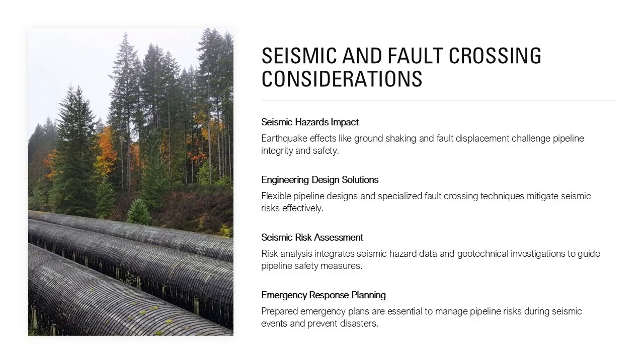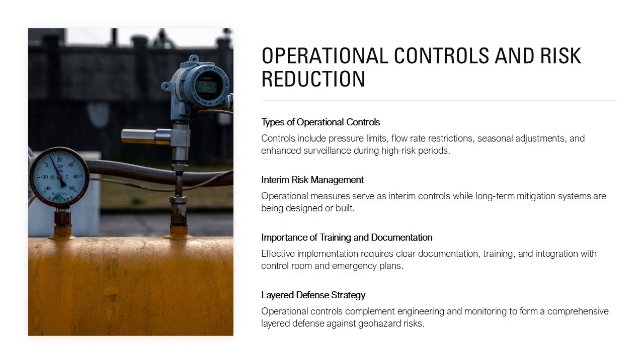This slide outlines key seismic considerations and highlights how proactive design and assessment can reduce the risk of catastrophic pipeline failure during seismic events. Operational controls are non-structural measures used to reduce geohazard risk by limiting pipeline exposure or consequence. These controls may include pressure restrictions, flow rate limitations, seasonal operating adjustments, or enhanced surveillance during high-risk periods. Operational measures are often implemented as interim controls while longer-term mitigation is designed or constructed. They can be highly effective when integrated with monitoring data and clear decision criteria.